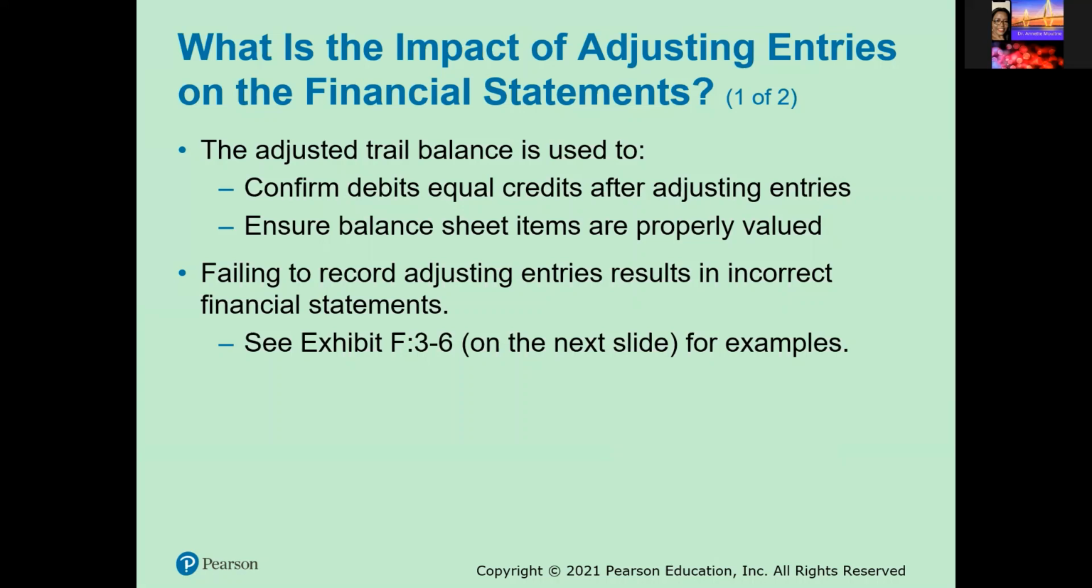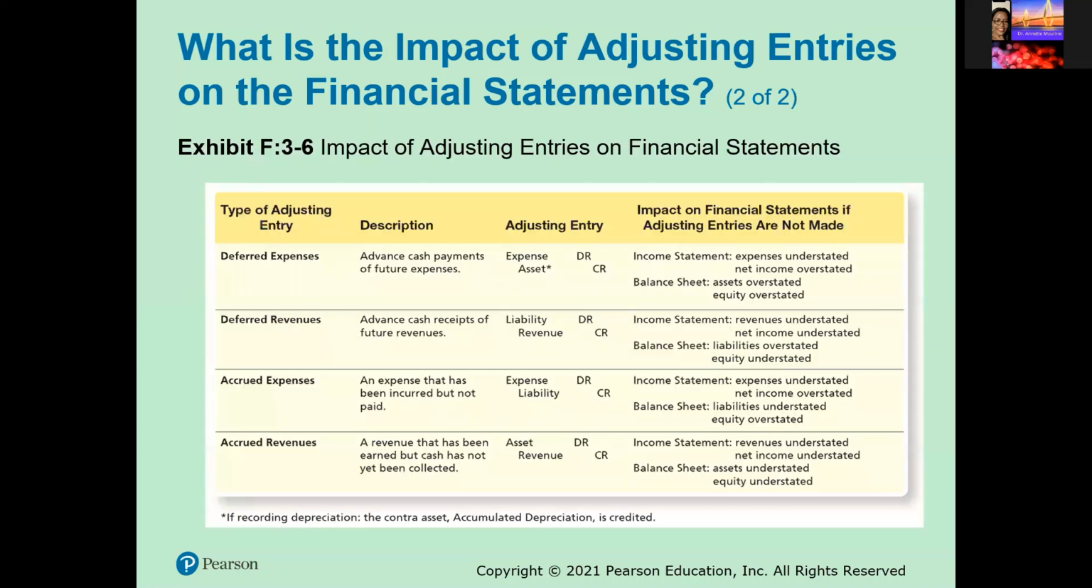A summary of the impact on the financial statement is shown on the next slide, which is Exhibit F3-6. Here you see Exhibit F3-6, impact of adjusting entries on financial statements. The adjusting journal entries are absolutely necessary to the financial accounting and reporting process. Without them, many accounts will be understated and others will be overstated.